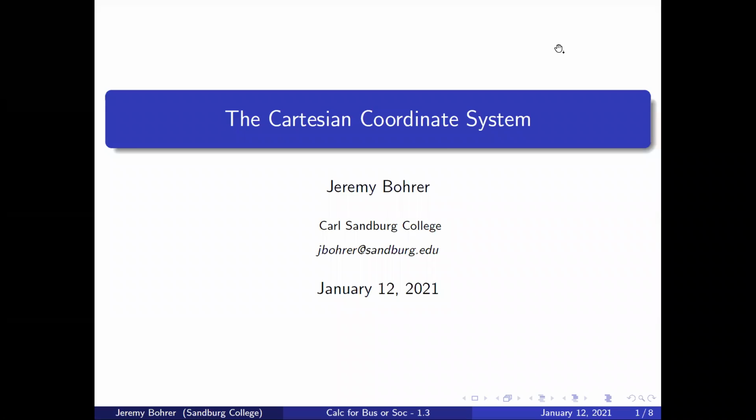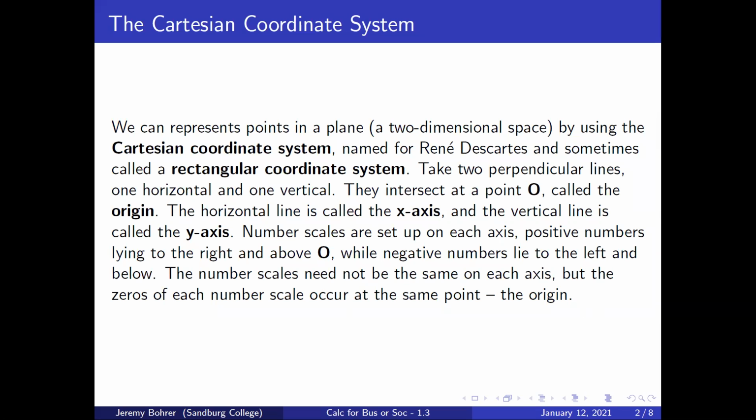In this video, we'll discuss the Cartesian coordinate system. We can represent points in a plane, a two-dimensional space, by using the Cartesian coordinate system, named for René Descartes and sometimes called a rectangular coordinate system. Take two perpendicular lines, one horizontal and one vertical.